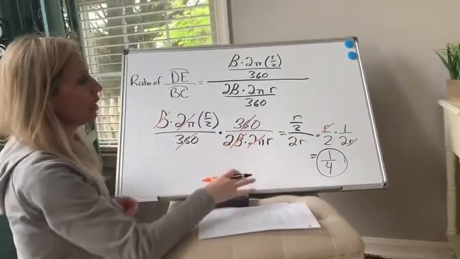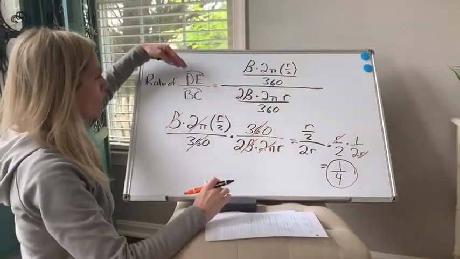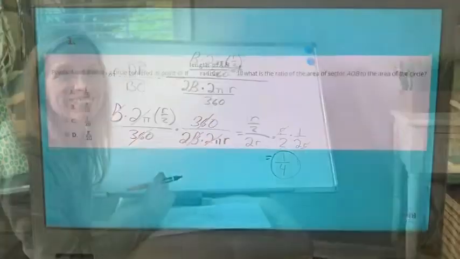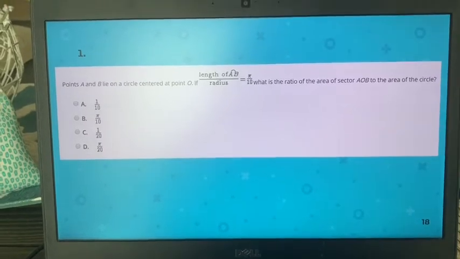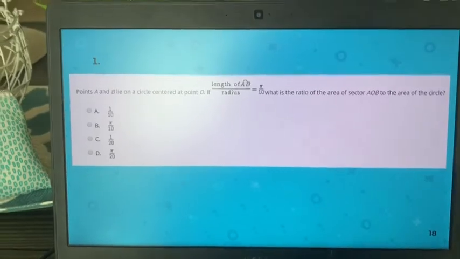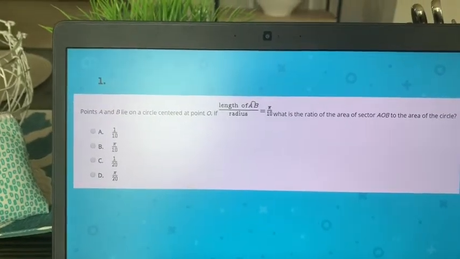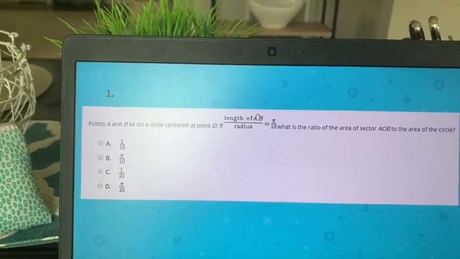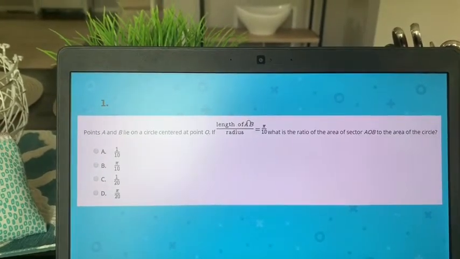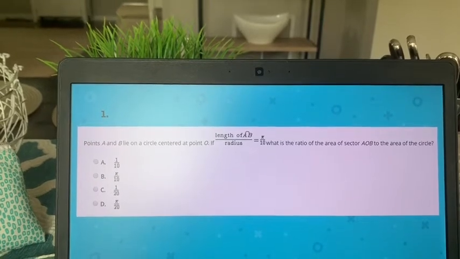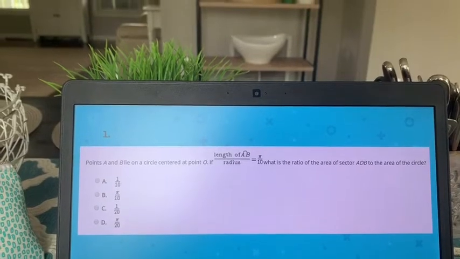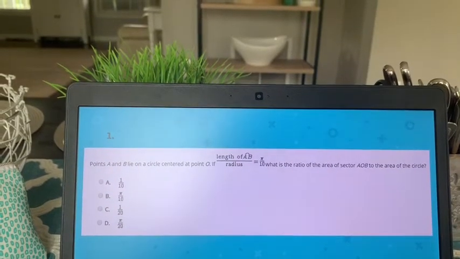So what we're saying is that the ratio of this arc to that one is 1/4. That's our answer for this problem. I know it says number 1. This is number 9 in your slide. So for this one, it tells us we have points A and B lying on a circle, the center is O, and then it tells us the length of AB, the arc AB, over the radius is equal to pi/10. And the question is, what's the ratio of the area of a sector AOB to the area of the circle?